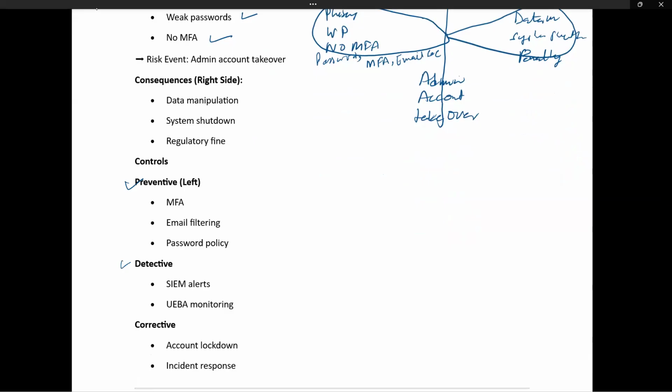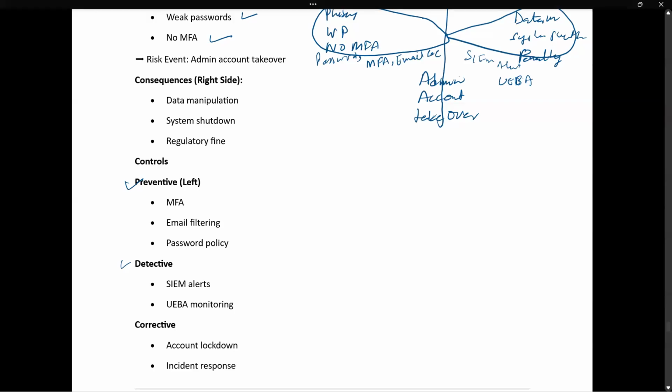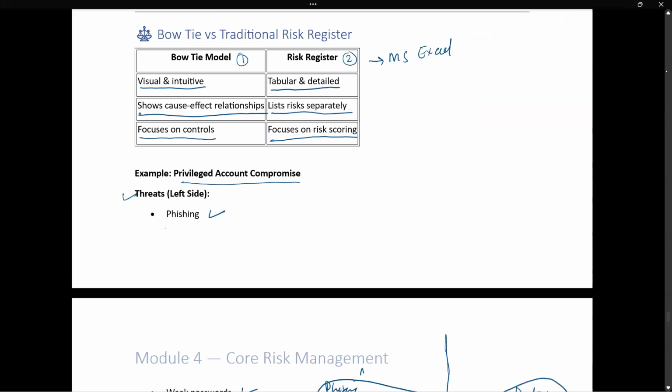Here you will have SIEM alert. You will have UBA monitoring. You can have any kind of monitoring. You can have XDR, you can have SOAR, you can have endpoint monitoring, anything which can help you to detect the incident. Corrective: account lockdown. Corrective means you are basically recovering. That is also coming on the right side, but you can list it on the top, like here. All corrective you can write down here.